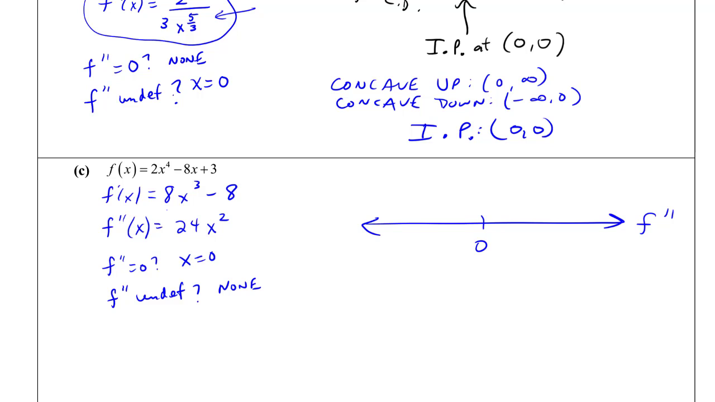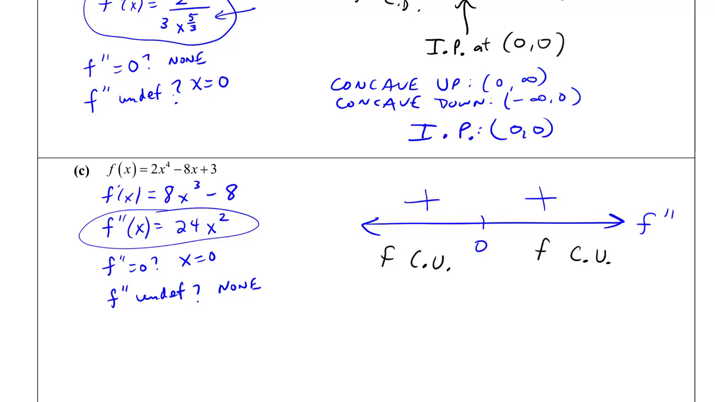Okay, so look at my second derivative. Now notice it's 24x squared. That's always going to be positive, so it's positive before and positive after, which gives us an interesting situation here. We do not have a change in concavity. In other words, f is concave up here, and it's also concave up there. So we do not have a change in concavity. 0 is not an inflection point.